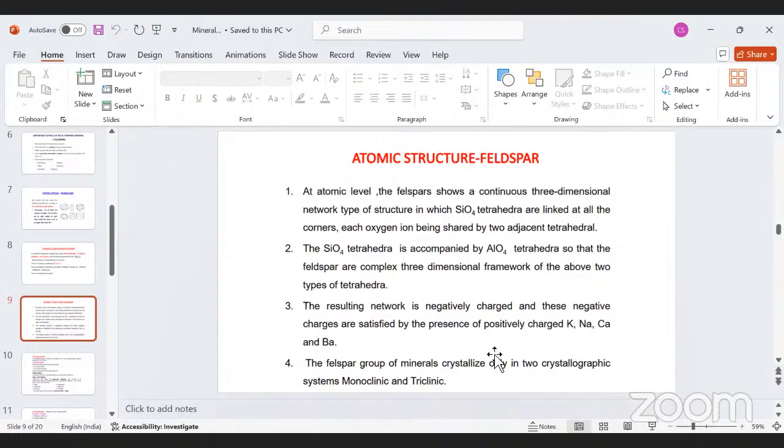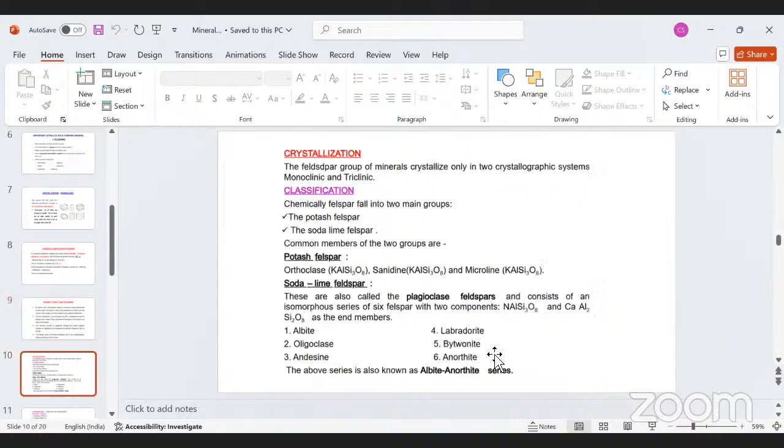So the classification of feldspars, we can see here: potassium feldspars and soda lime feldspars. These two are there. Potash feldspars are orthoclase, sanidine, microcline. Microcline and orthoclase are the same, and sanidine also has the same composition. Soda lime feldspars are called plagioclase feldspars.